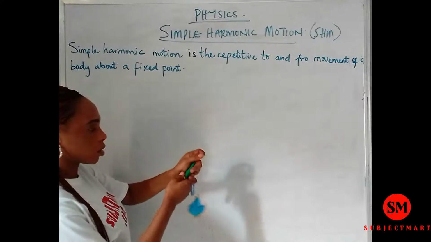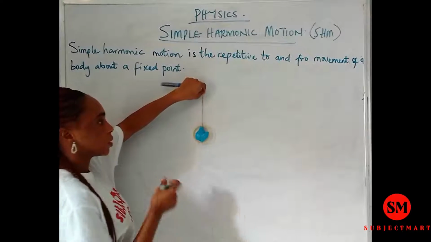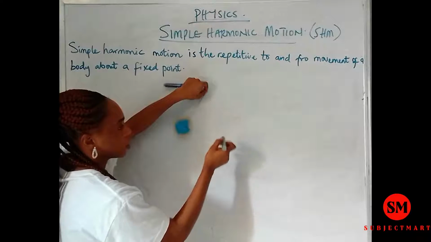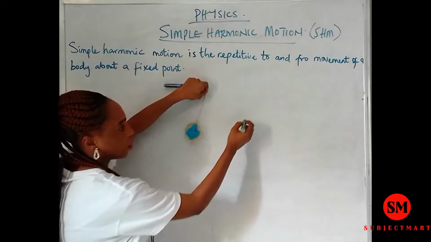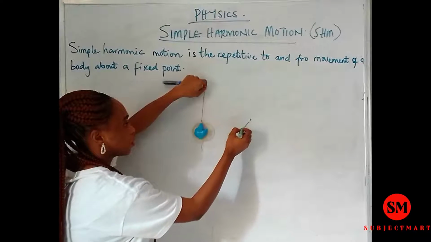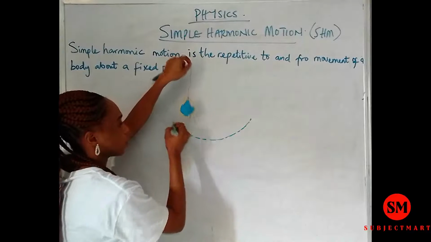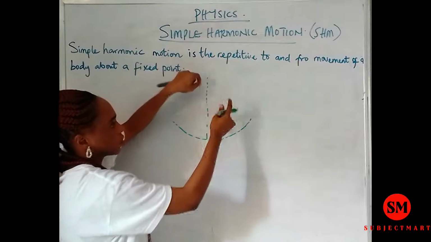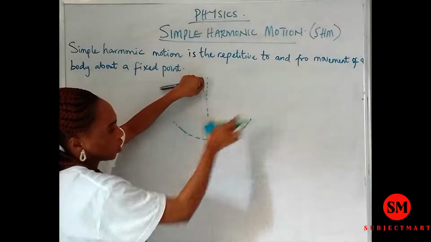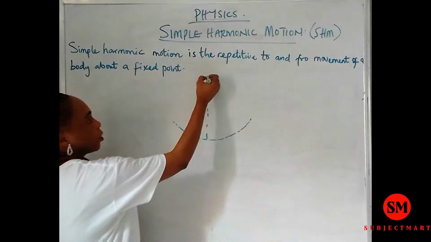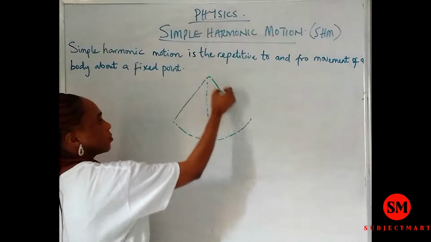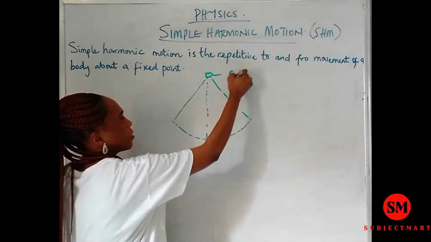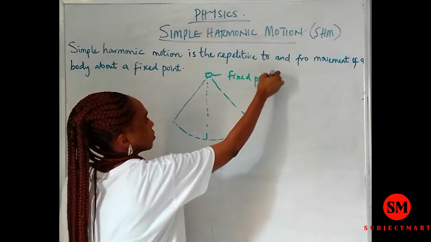Now I'm going to bring this close to the body. This is a fixed point. I'm just going to displace it. Can you see it? So I'm just going to trace out the path of the motion. This is what I have. As you can see, this is the fixed point. So it's moving this way, as you can see. So I'm going to trace this out. This is the fixed point, 0. This is my fixed point.